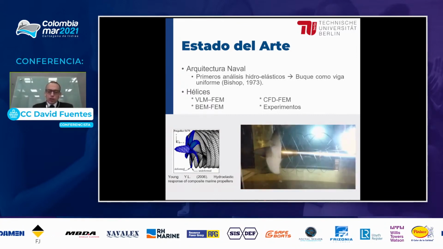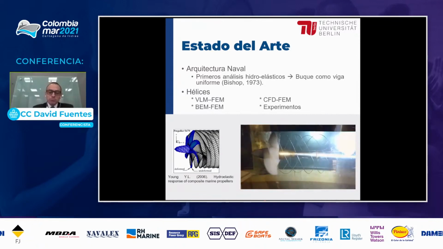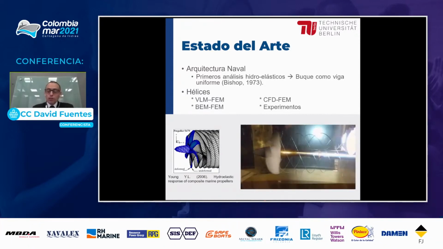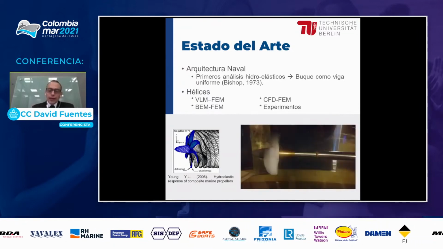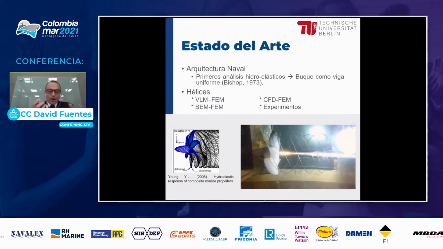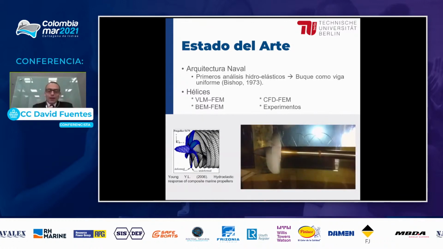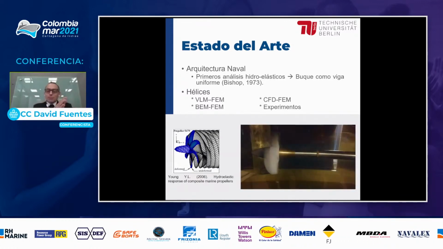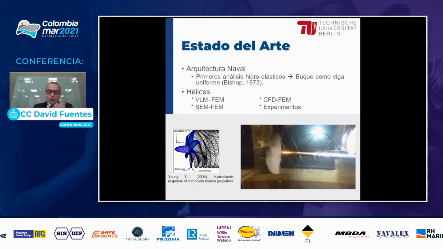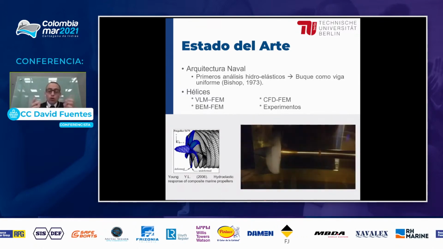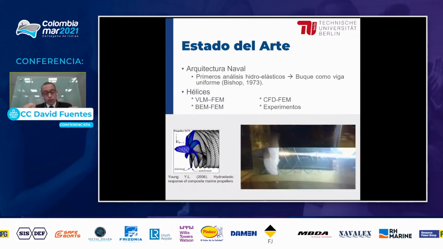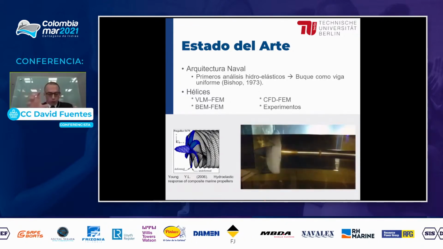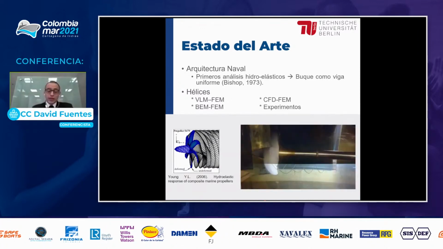like events of slamming and submarine explosions, was analyzed. Regarding propellers, since the end of the 90s, the first hydroelastic analyses were carried out, and what they were seeking was to research the effects of deformation in metal propellers on the performance of the propellers, producing a panel code for propellers.